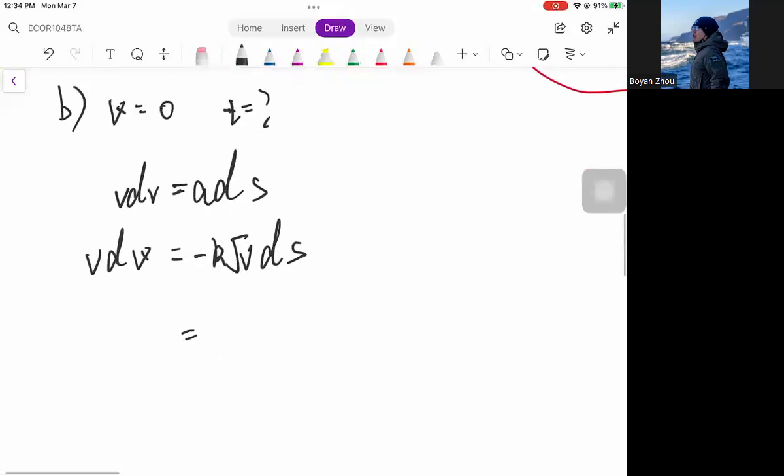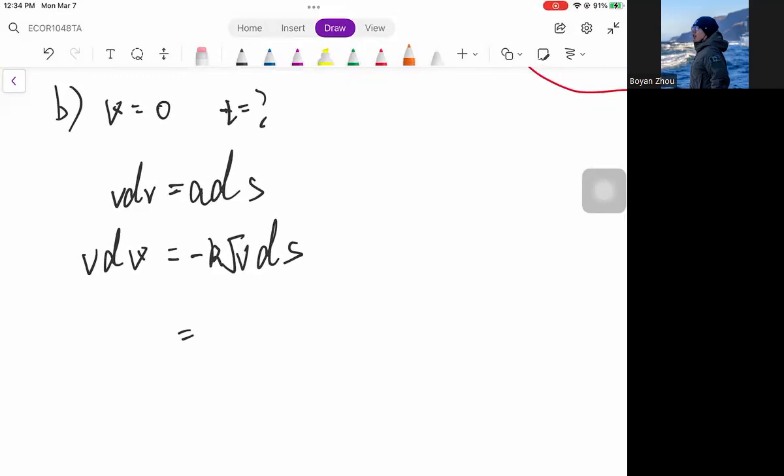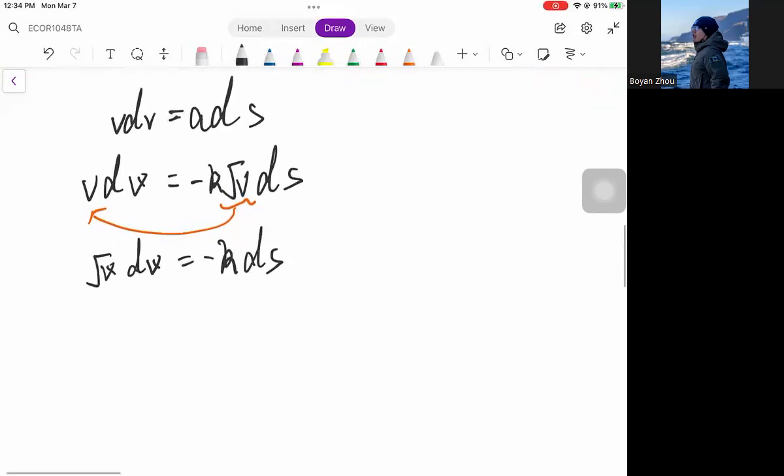So I'm just gonna reorganize this equation. I'm gonna move the square root of V to the left hand side. Then we get square root of V dV is equal to negative K ds. And then here, I'm gonna do the integration on both sides. On the left hand side is dV, on the right hand side it's just gonna be ds.